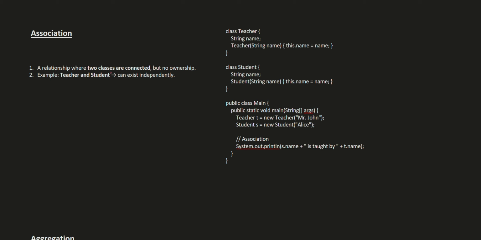Association. Association is a relationship where two classes are connected but there is no ownership. That is, here the teacher class and the student class are connected. When you print this, student is taught by teacher. It is connected, but both can live independently. Even though the student is not present, the teacher can live independently, and also when the teacher is not present, the student can live independently. This is association.